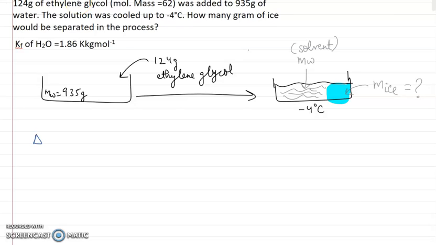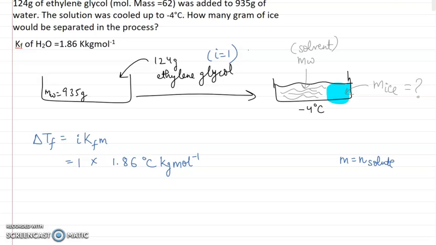So we know that del Tf is equal to i Kf m. This is the formula in which i is the Van't Hoff factor, which is 1 for non-electrolytes such as ethylene glycol. So its Van't Hoff factor is 1. Kf is given, that is 1.86 degree Celsius kilogram per mole, multiplied by molality. Now, molality is equal to number of moles of solute divided by mass of solvent in kilogram.